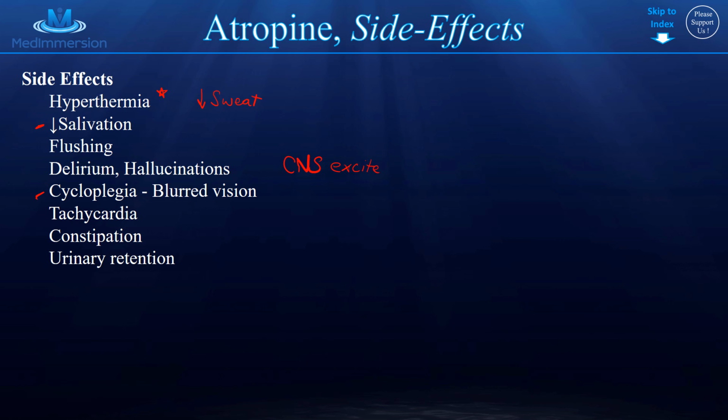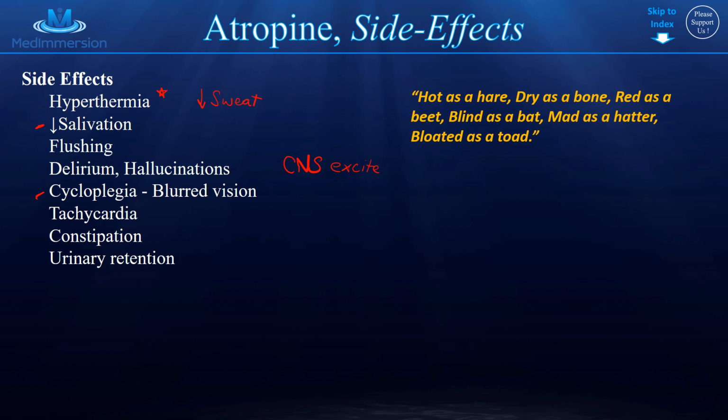And the others, well, we've talked about them and they make sense. There is a very common mnemonic which says hot as a hare, dry as a bone, red as a beet, blind as a bat, mad as a hatter, bloated as a toad. Basically, that's all the side effects of atropine. Hot, hyperthermia; dry as a bone, your secretions are down; red as a beet, you're flushing in your skin; blind as a bat, obviously your eyes, you can't see; mad as a hatter, talking about the delirium and hallucinations; and bloated as a toad, speaking to your urinary tract and also your GI system. Okay?